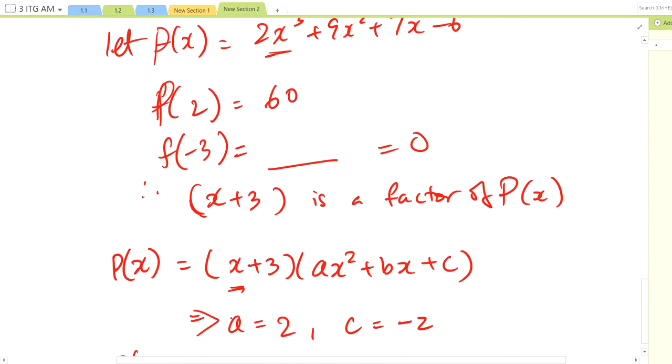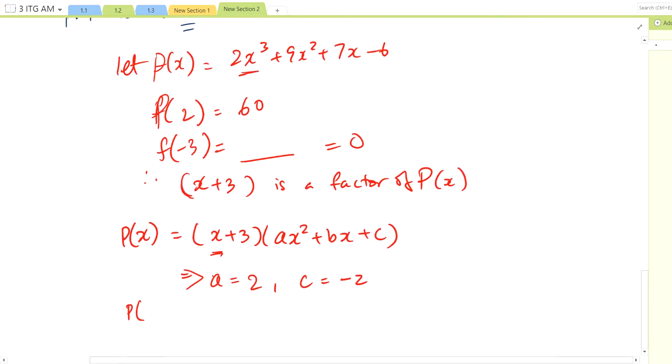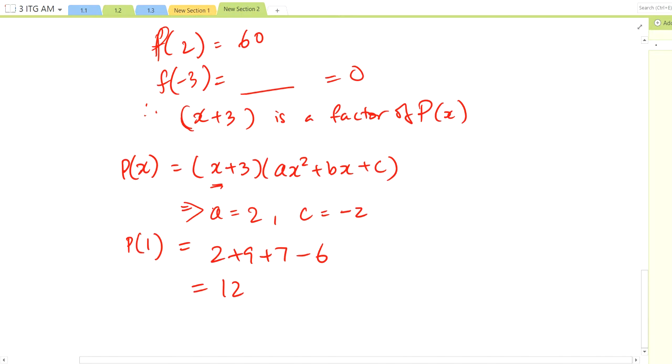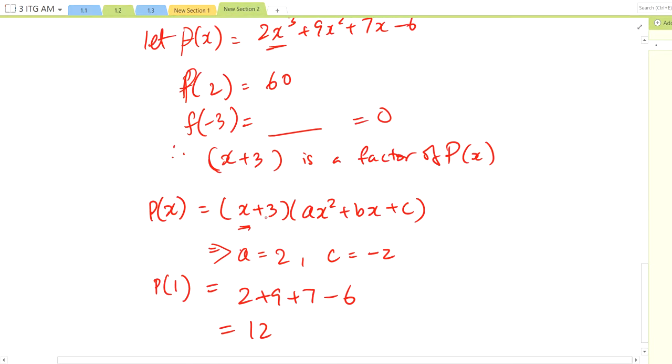Did anybody try f of 1? So let me try 1. I hope it doesn't give me a 0. So 2 plus 9 plus 7 minus 6 equals 12. Right? And then on the right hand side, I've got... Why is c minus 2? Because negative 2 times 3 will give you negative 6.